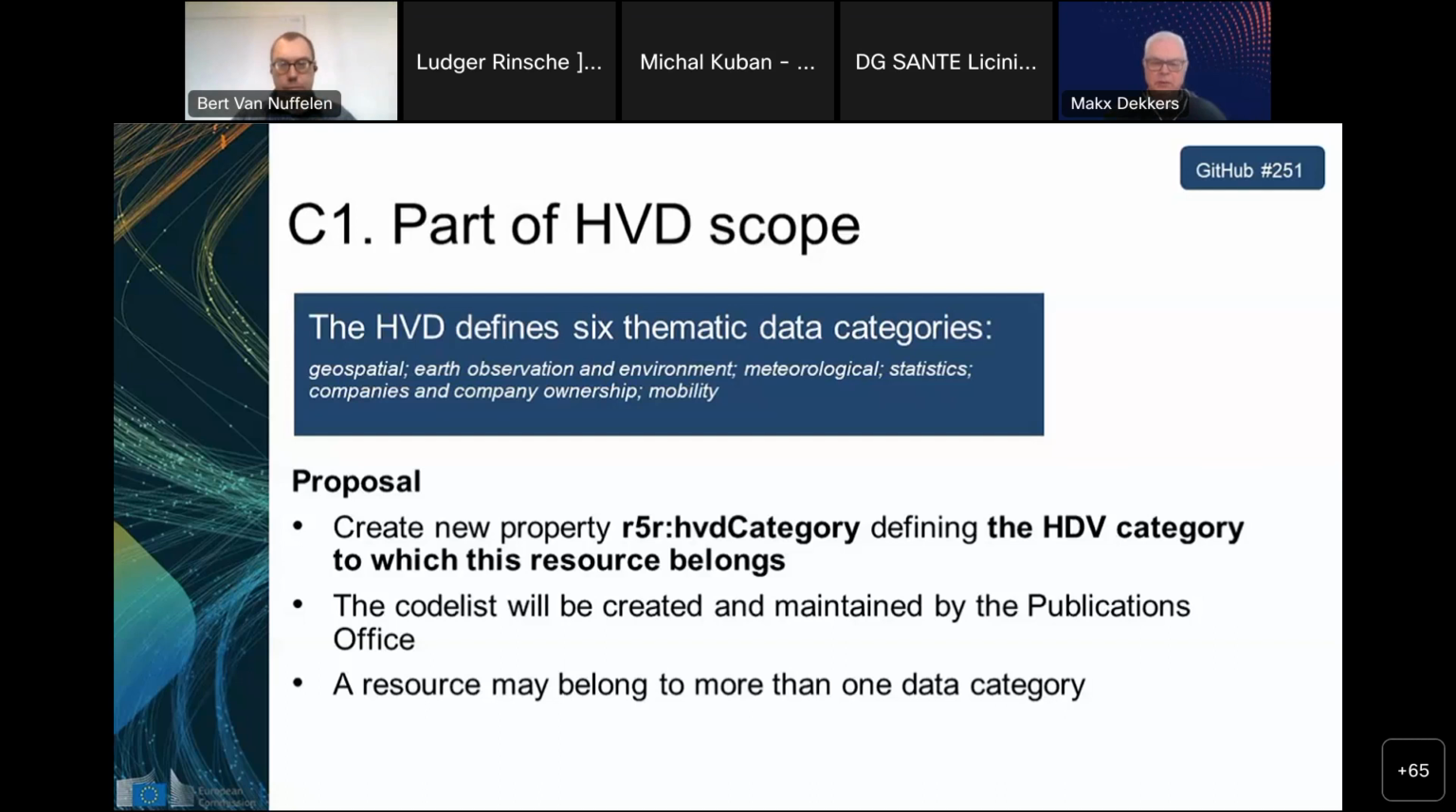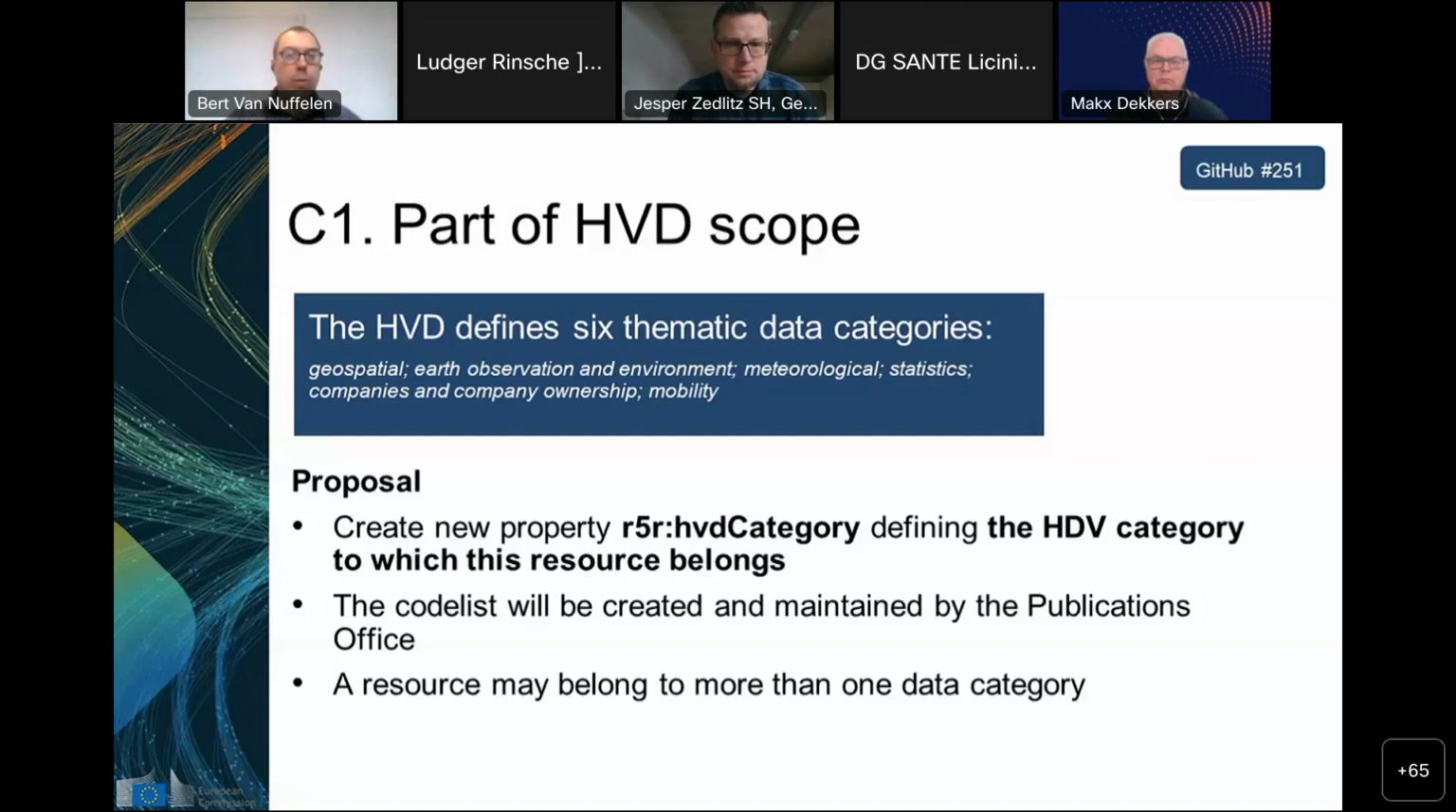Any observations? I have a question. Is it also allowed to use this category for non-high value datasets? Because the 13 categories we have right now are sometimes not matching, and it would be nice, for example, to mark our geospatial data with this property, but also the non-high value datasets. Would that be okay? So that's a good question, Jesper.